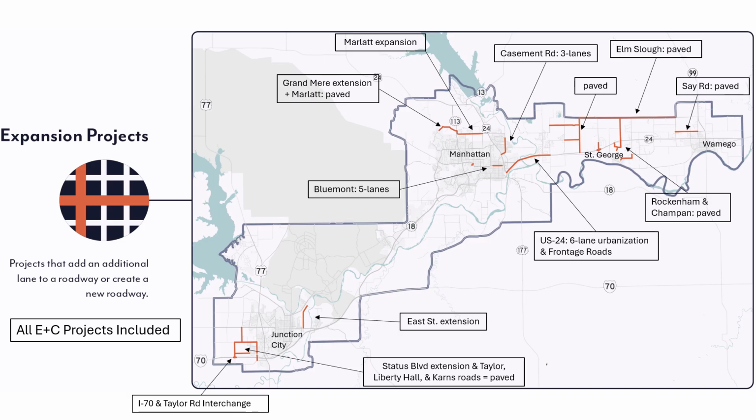In Pottawatomie County, US 24 is expanded to 6 lanes from McCall Road to Excel Road. Numerous roads are paved, including Elm Slough from K-99 west to Hopkins Creek, which is paved south to US 24. In St. George, Rockingham and Chapman roads are again paved.